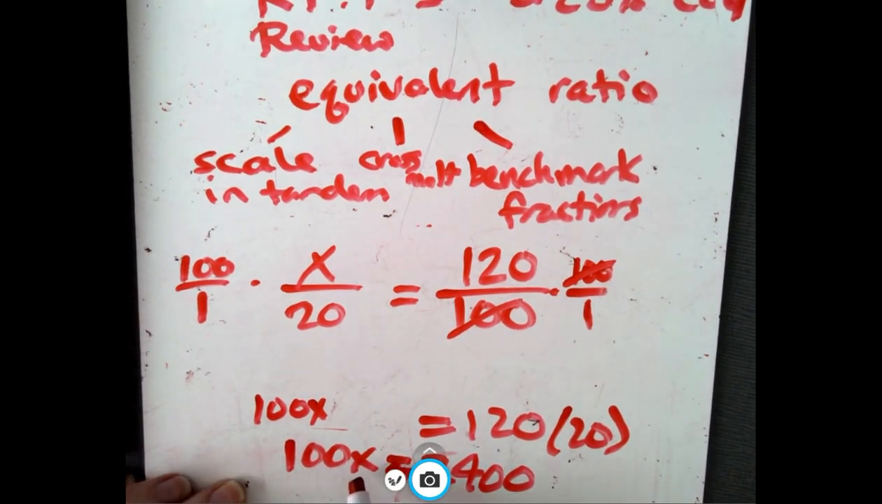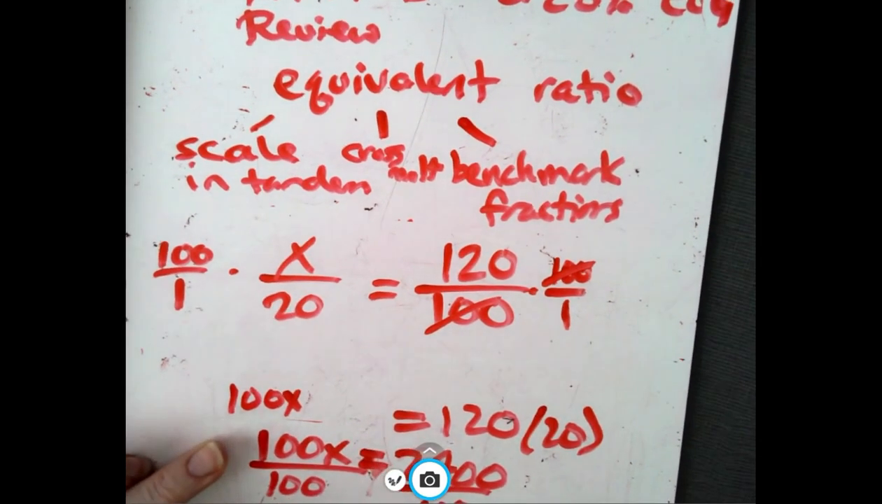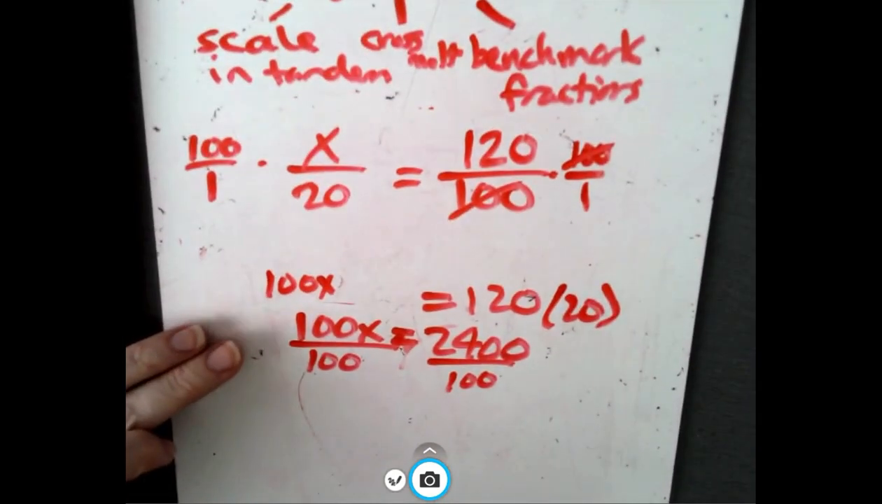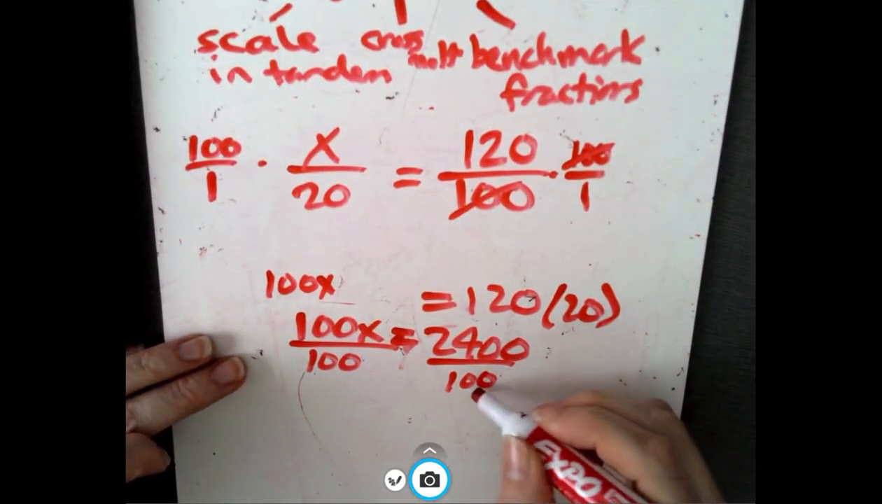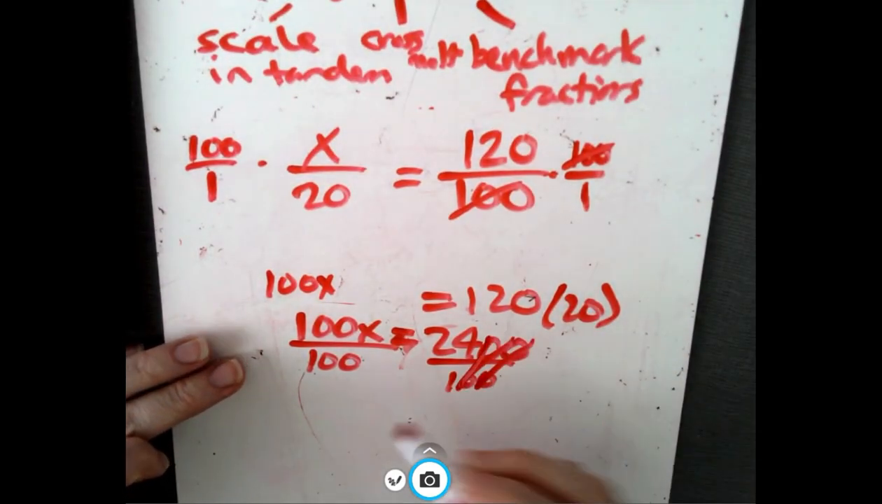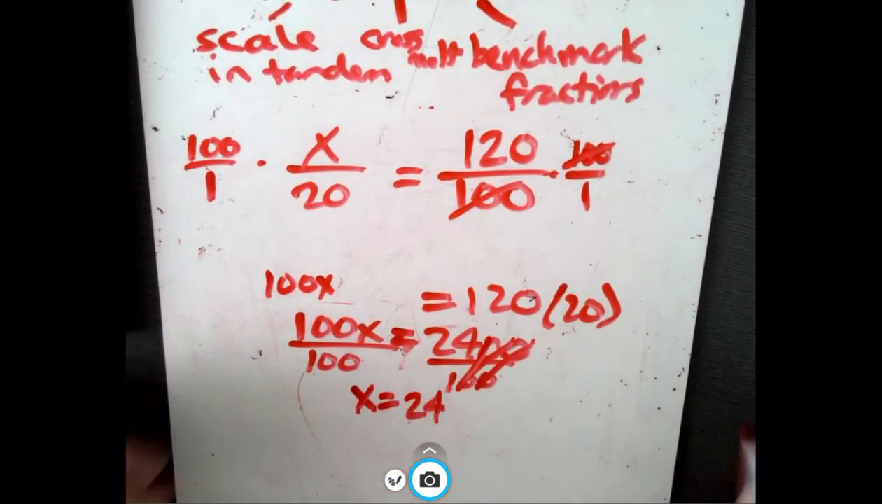Now I want x by itself. And to isolate the variable, we've got to divide by the coefficient. So I've got divided by 100. I know it's really hard to see down there. There you go. And to divide by 100, I just take my zeros off, which gives me x equals 24.